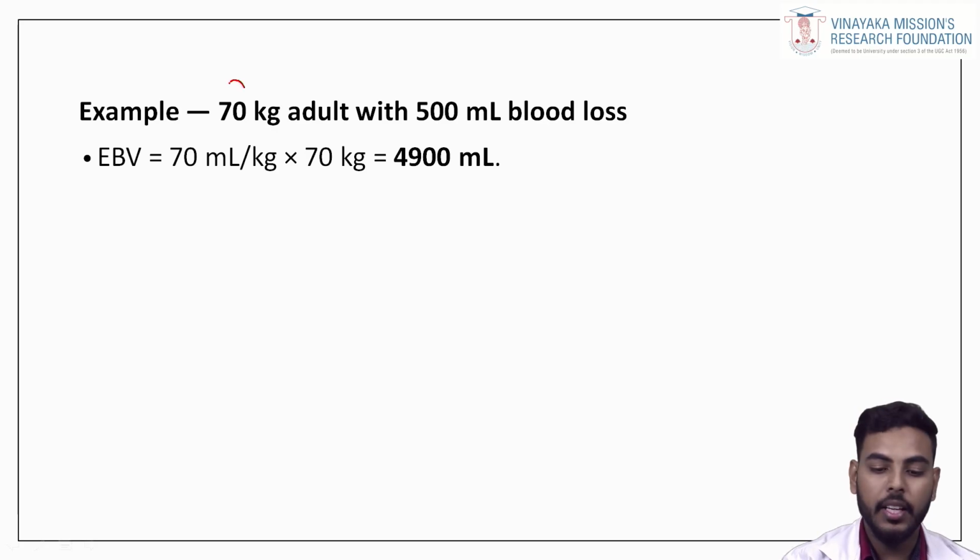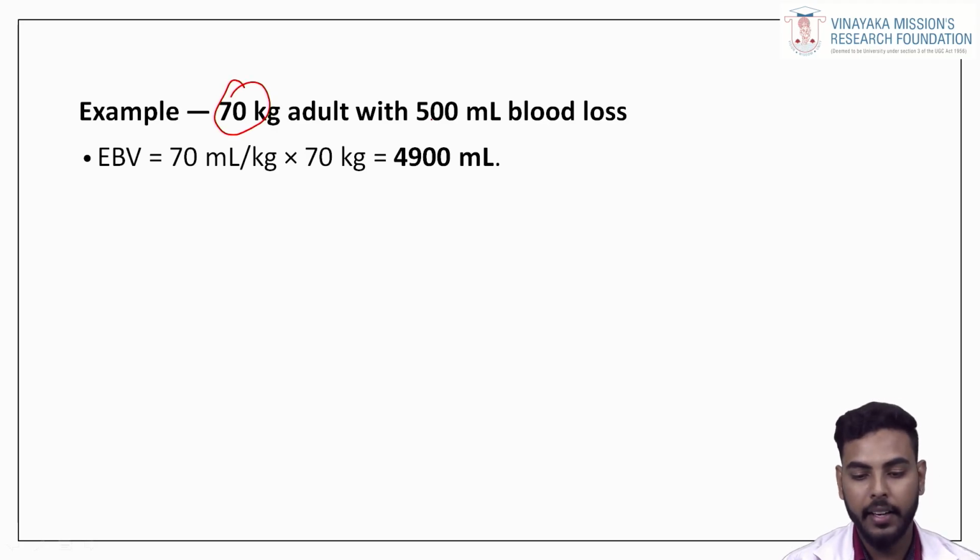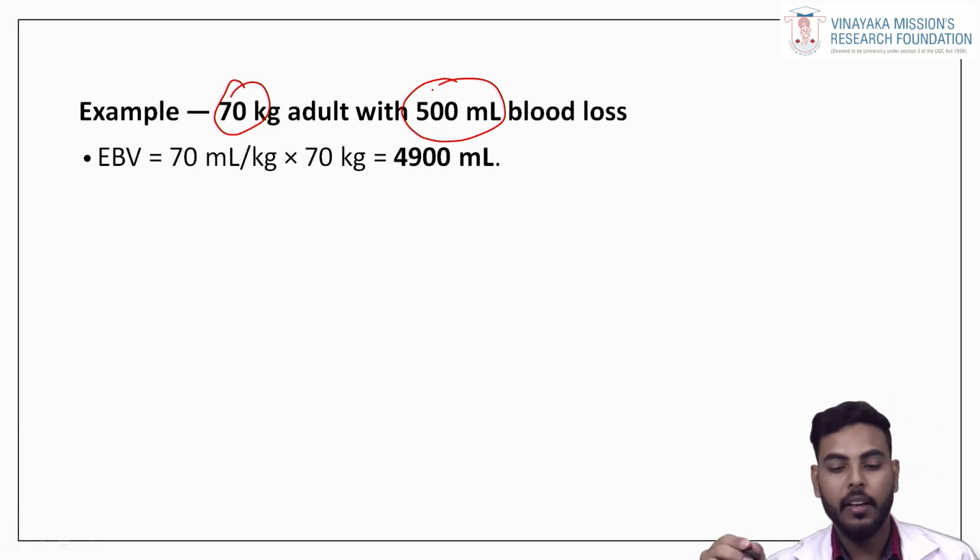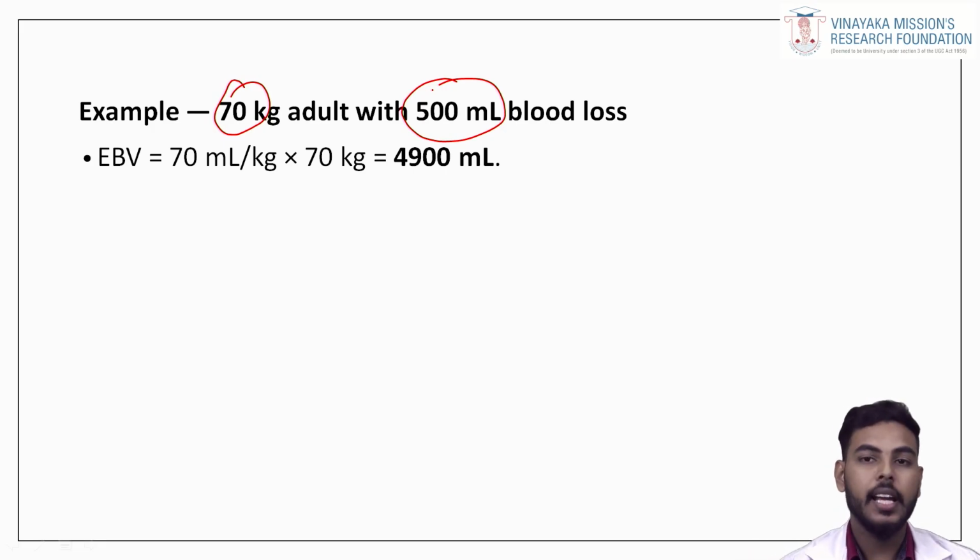So we have a 70 kg patient and 500 ml of blood loss. Okay, so first we have to calculate the estimated blood volume. So EBV values, as I told, for EBV the value is 70 kg. 70 kg is an adult patient. Adult patient means we will be using approximately 70.